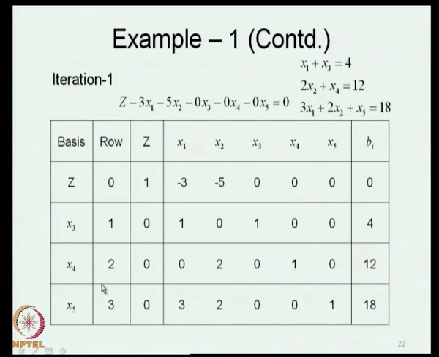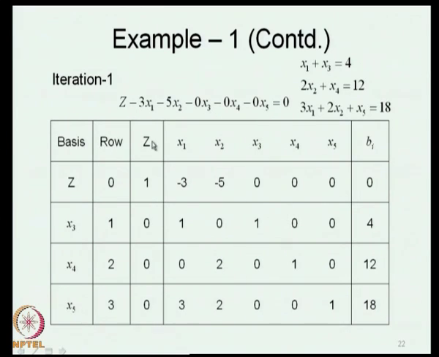We use this convention. From textbook to textbook, from instructor to instructor, these forms may be different, but we will stick to one form as far as this course is concerned. So, we write a column basis which consists of x 3, x 4, x 5 as the basic variables, and z will always be in the basis. This is z corresponding to the z equation. This is the objective function equation. So, we write z and the other basic variables x 3, x 4 and x 5.